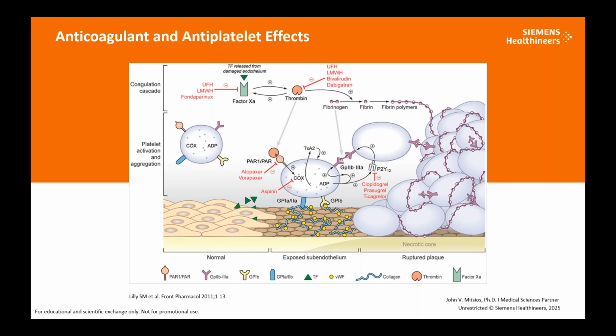Unfractionated and low molecular weight heparin are good examples of these anticoagulants, which target not only factor 10, but also factor 2. But we also have new oral anticoagulants, like direct thrombin inhibitors such as bivalirudin and dabigatran, and of course, direct anti-10A inhibitors like rivaroxaban, apixaban, and edoxaban.